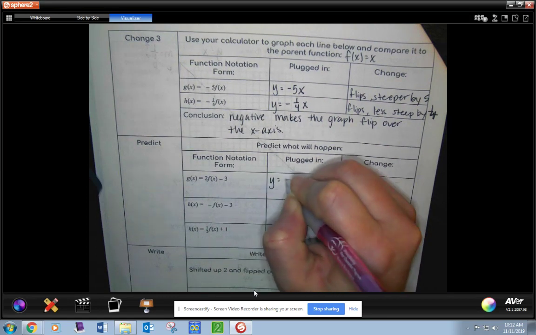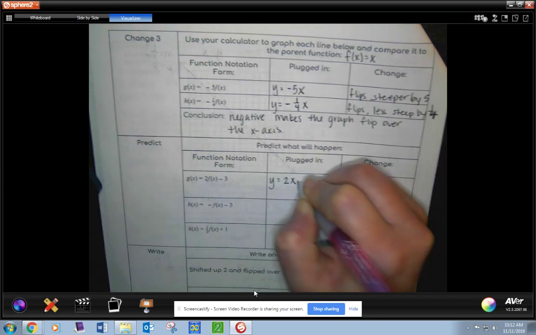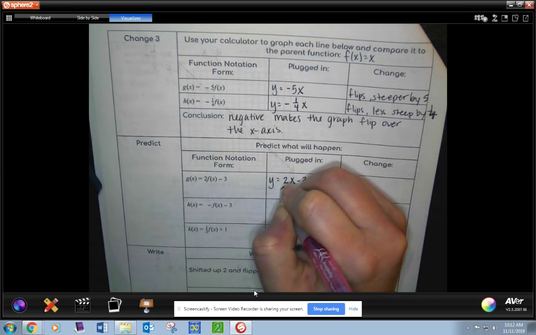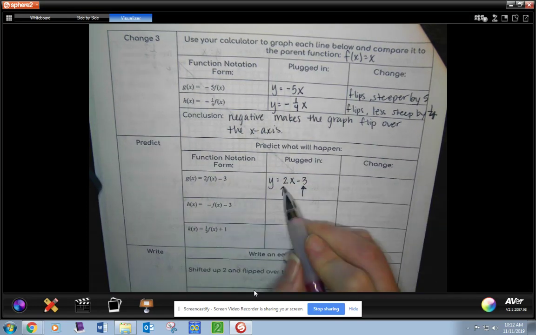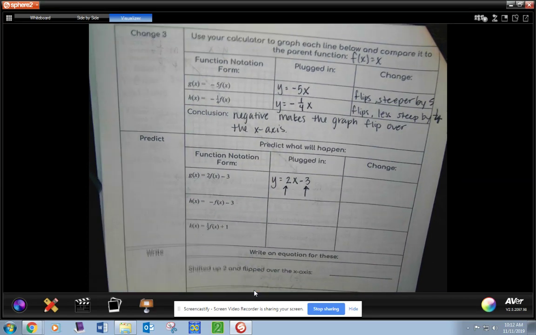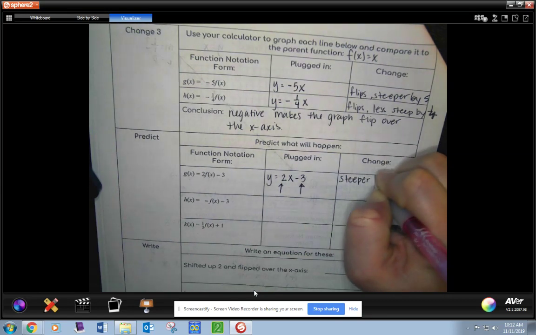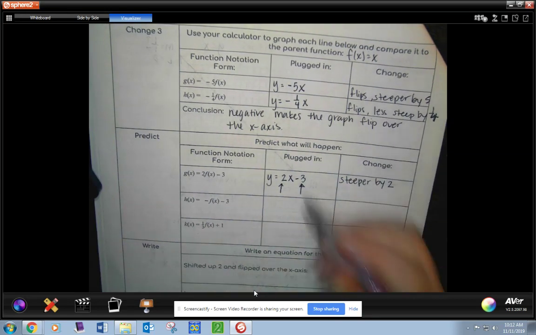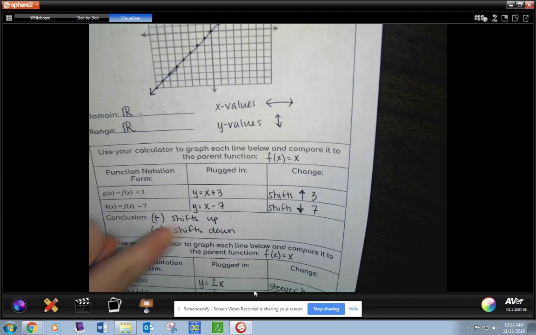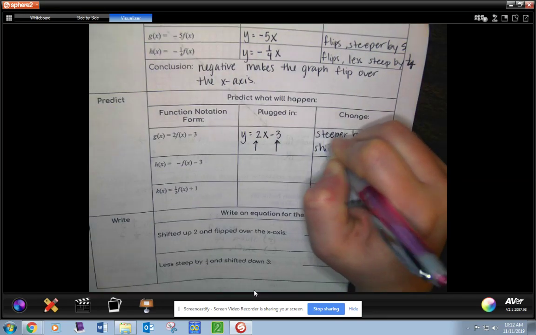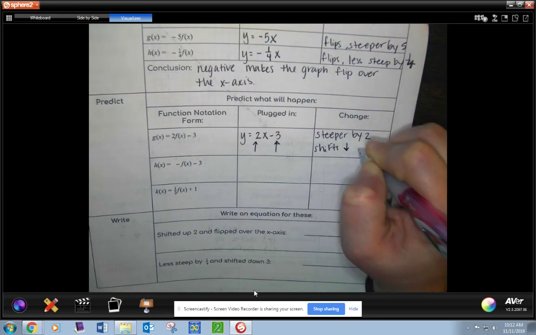This is y equals, I keep 2, f of x becomes x, and then minus 3. We're looking at the numbers. Okay, a 2, if you flip back to change number 2, is a number greater than 1, and numbers greater than 1 make the line steeper. So this would be steeper by 2. And then a minus, so flipping back over here to change number 1, a minus shifts it down. So we're going to put shifts down by 3.